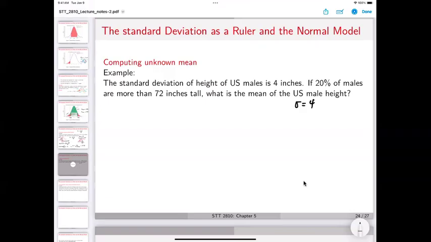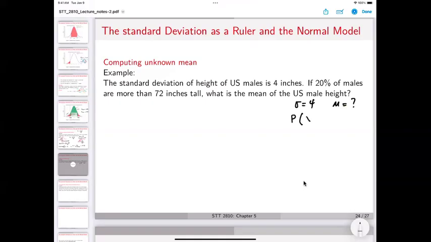Are you all able to see that? Okay. And what are we looking for? The mean, which we don't know, right? So the mean is, I don't know. That is what we are looking for. And then we are told that 20% of the males are more than 72 inches tall. How do you write that mathematically?